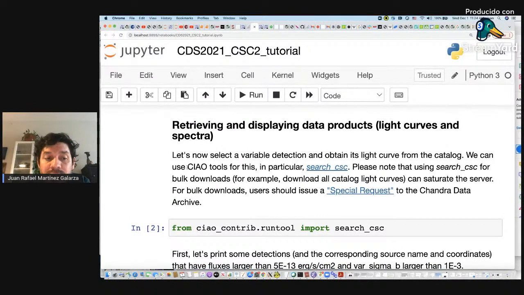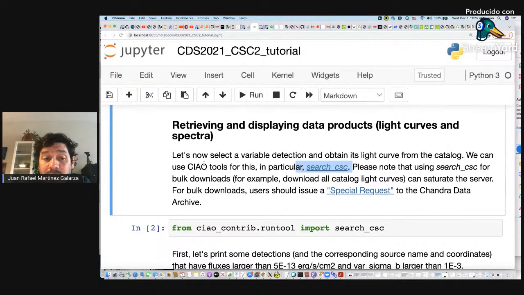For that, we use a Ciao tool that is called search_csc. So search_csc is just a Ciao tool. And remember, Ciao is the analysis tool that we use for all Chandra data. And this particular tool will allow you to search the catalog for particular products.